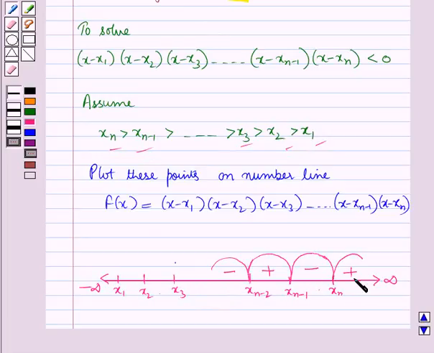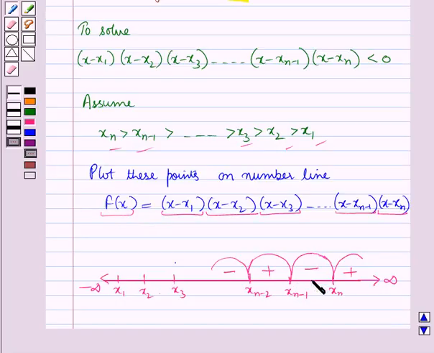Now in this number line, we will start with the positive sign from the right towards the left. Also, from the number line, you can see that for all x greater than xn, all these expressions are positive. Hence, for x greater than xn, we have f of x greater than 0, that is f of x is positive.